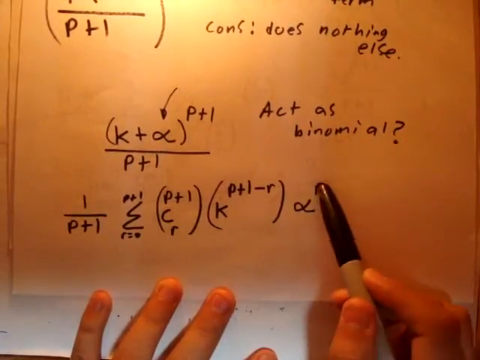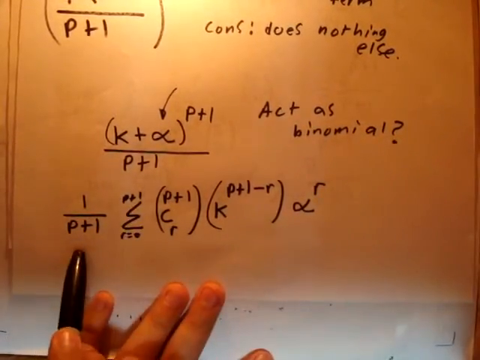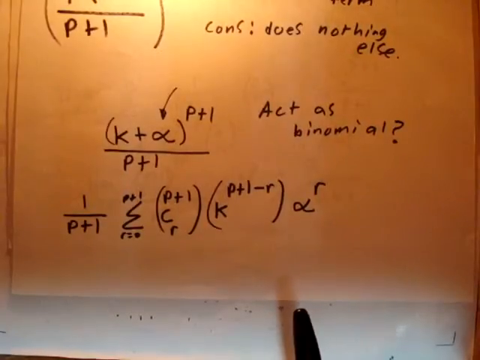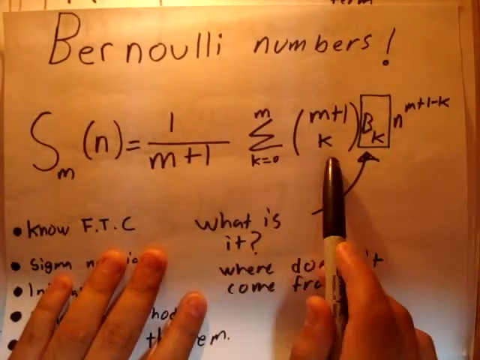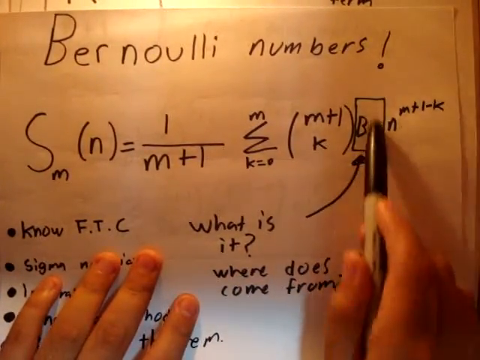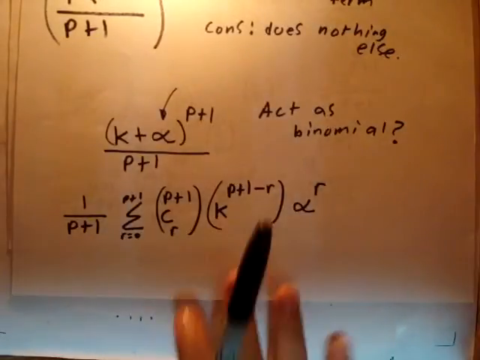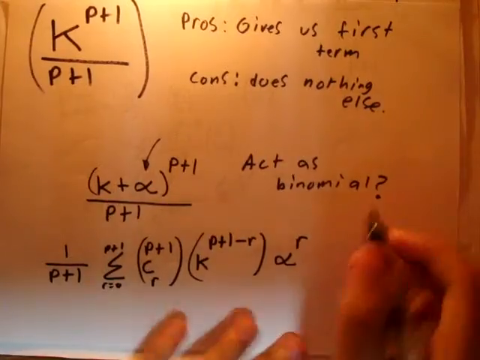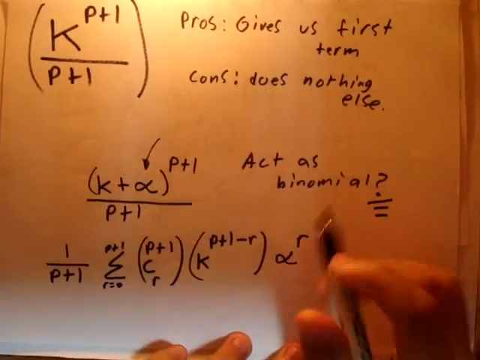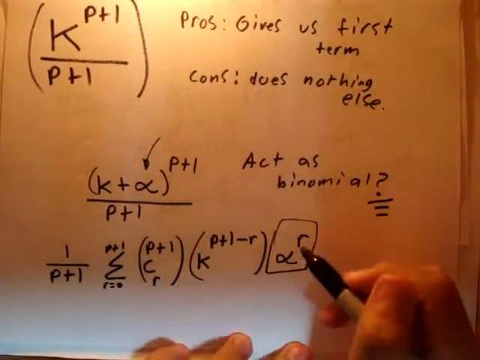And here the alpha to the r, and of course divided by p plus 1. Now, this should look very similar to what we started out with in the beginning of the video. M plus 1 choose right here, but there's a Bernoulli number in there. So in a way, this alpha acts as a Bernoulli number. But there's something wrong. I put a question mark here because, as you're going to see, this part is incorrect.